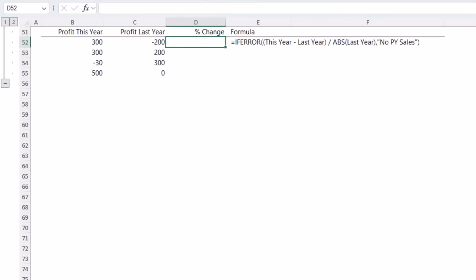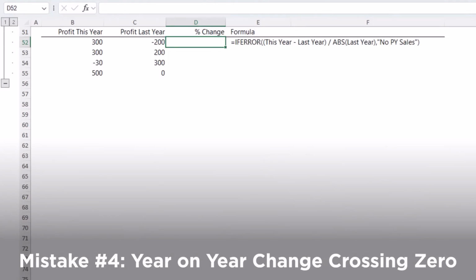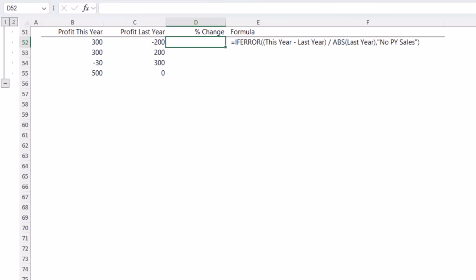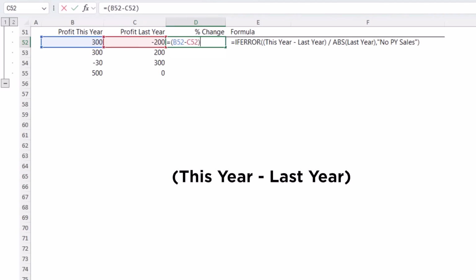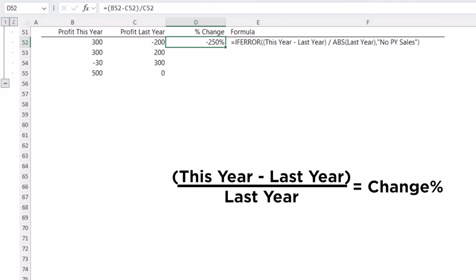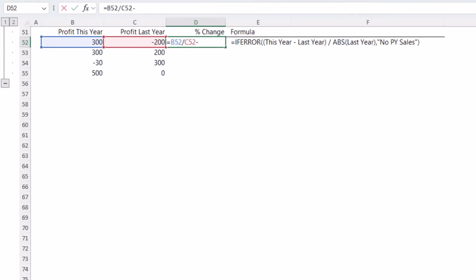Calculating year-on-year percentage change when values cross 0, from, say, loss to profit or vice versa, is a classic challenge. Using the percentage change formula from earlier, which is this year minus last year, divided by last year, or this year divided by last year minus 1, returns a negative change. But we've gone from a loss last year to a profit this year, which is a positive change. So we can allow for this by always dividing by the absolute value of the base year. So going back to this year minus last year, divided by the absolute of last year, close parentheses, we now get the correct result.